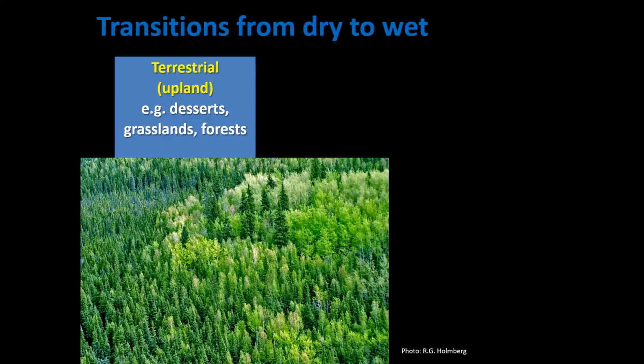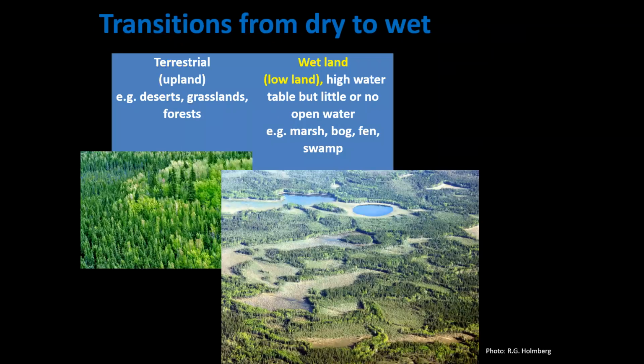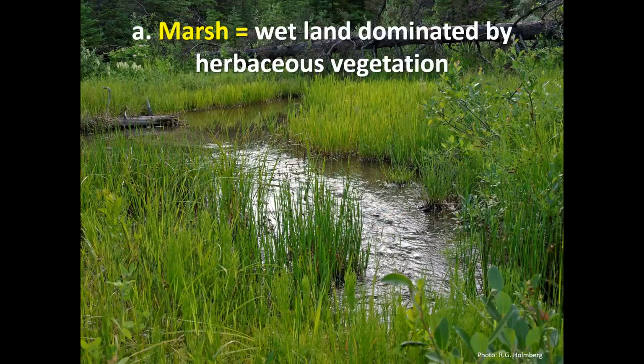Okay, first of all, there's the terrestrial or the upland. So we're talking about deserts, grasslands, and forests. And then we're talking about wetlands or lowlands, where there's a high water table, but there's no or very little open water, and these are marshes, bogs, fens, and swamps, and we'll deal with those. So a marsh is a wetland dominated by herbaceous vegetation, like in this photograph, and they're often found around the edges of water bodies.